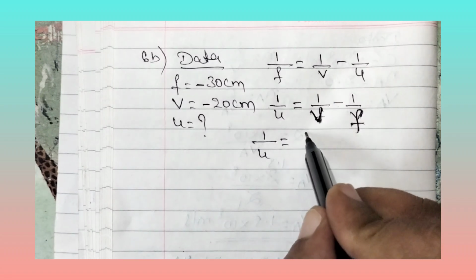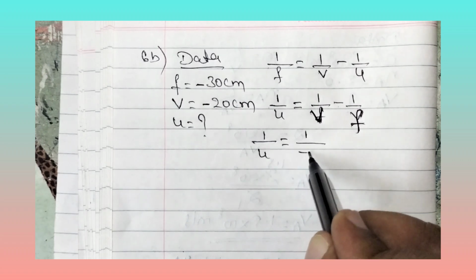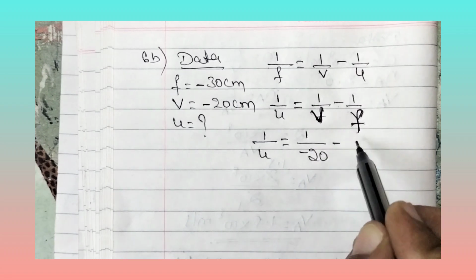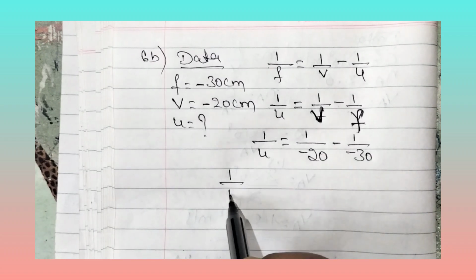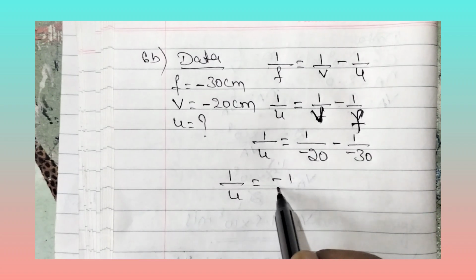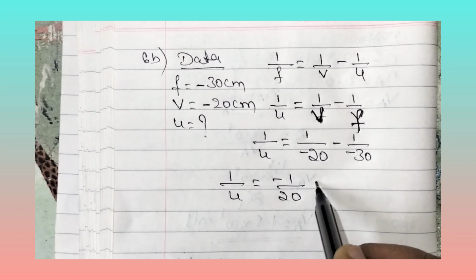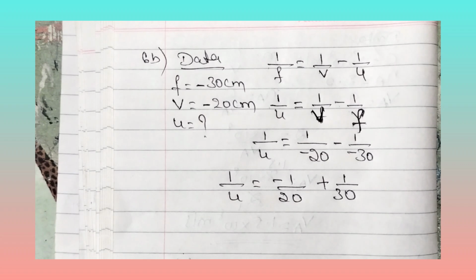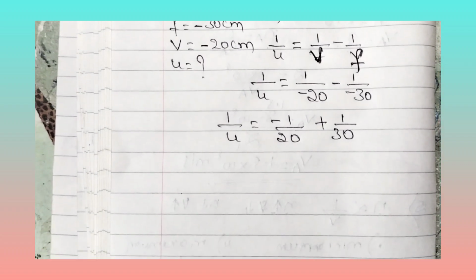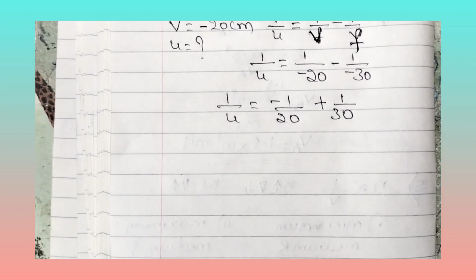So 1 over u is equal to 1 over v, v is minus 20, minus 1 by f, f is minus 30. So 1 over u is equal to minus 1 by 20, minus by minus is plus 1 divided by 30.